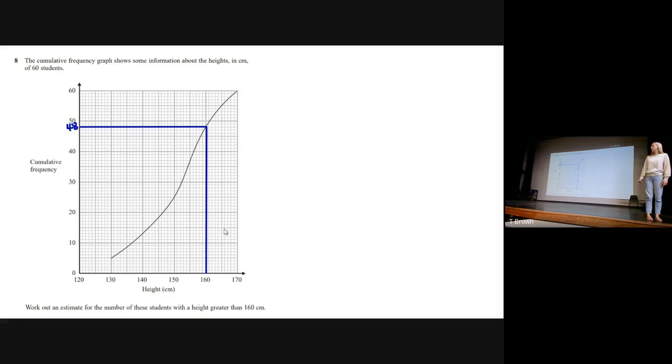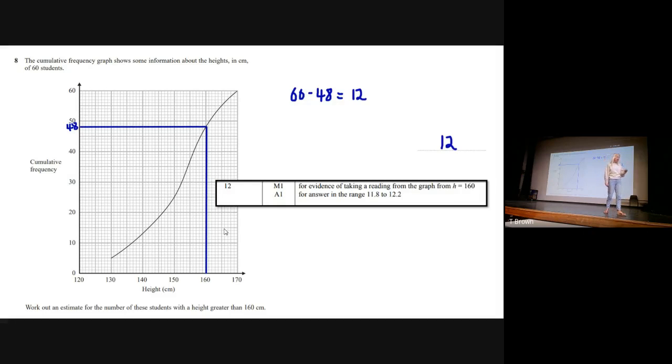The question, though, did not say how many people are up to that height, how many people are less than that height. It said how many people are greater than 160, how many people are taller. So we're actually interested in these people up here. So your final answer, that is a 60. I don't know why it looks like 66, sorry. 60 people. Take away 48 means that there are 12 people that are taller than 160.